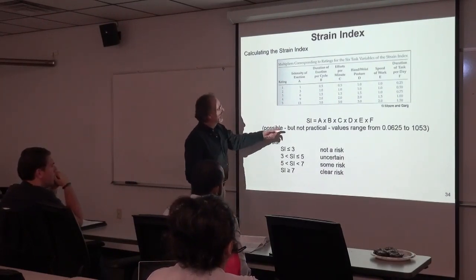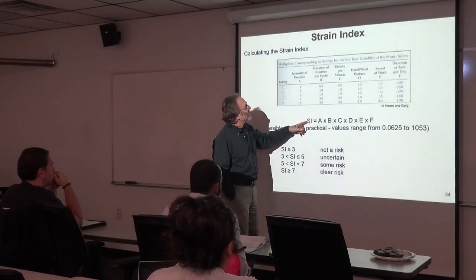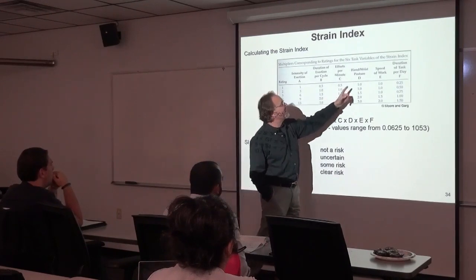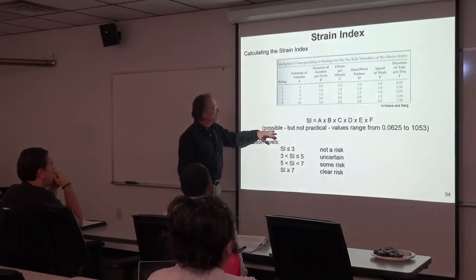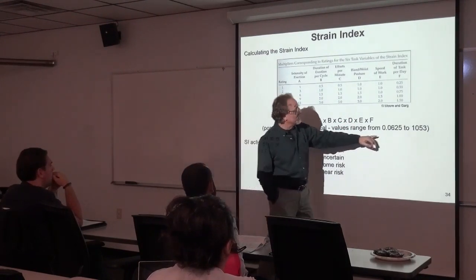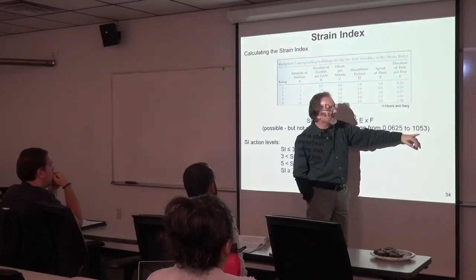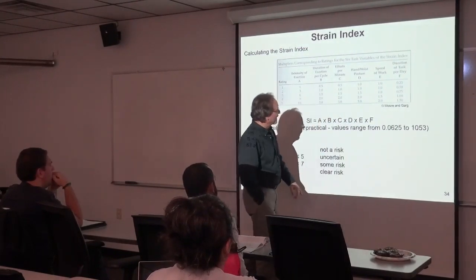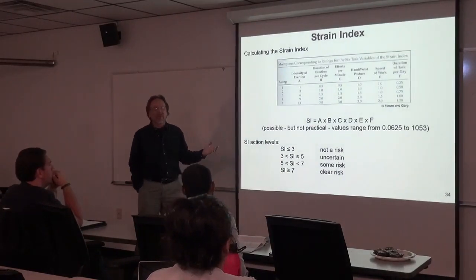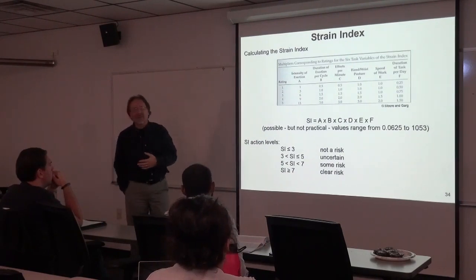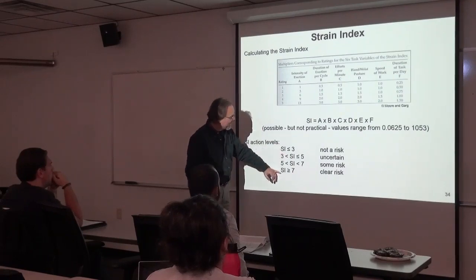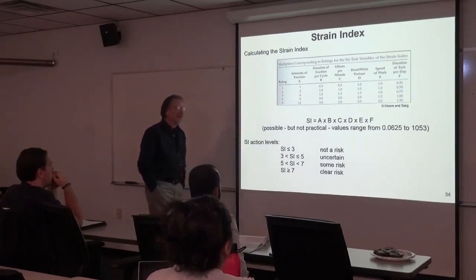But what you do then is you take your strain index, which is the multiplying. You simply multiply whatever you get for A, B, C, D, E, and F. And the possible values, if you take all the smallest values and all the largest values, it ranges from this minuscule 0.0625 to this gigantic 1,053. For most practical purposes, though, it's going to go from probably around 1 or 2 up to maybe 10 or 11. We won't actually get that full range, but you could get that full range, and this is the way they calculate their strain index levels.